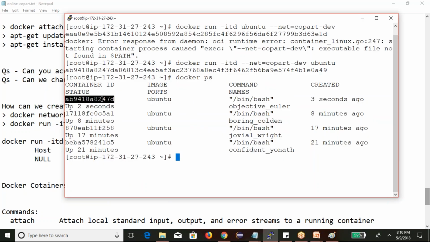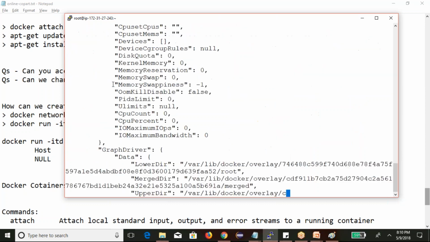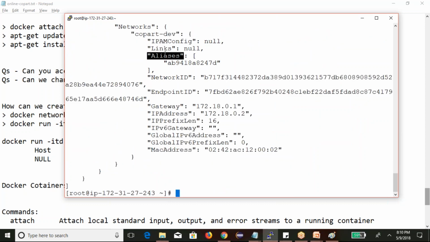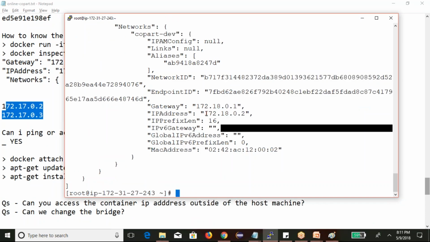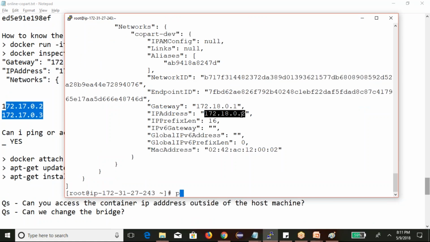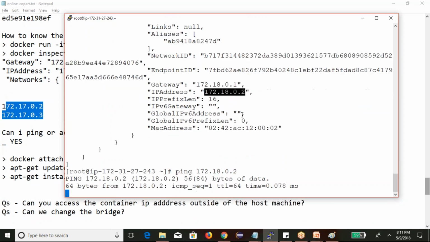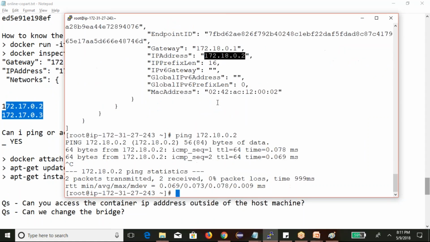How do you verify? Let's inspect this. See this here, copart network copart-dev, and this is the IP address. This IP address is not matching the IP address of the other containers. So can you ping it? You can ping from the host. Let me show you. See, I can ping that IP address from the host.